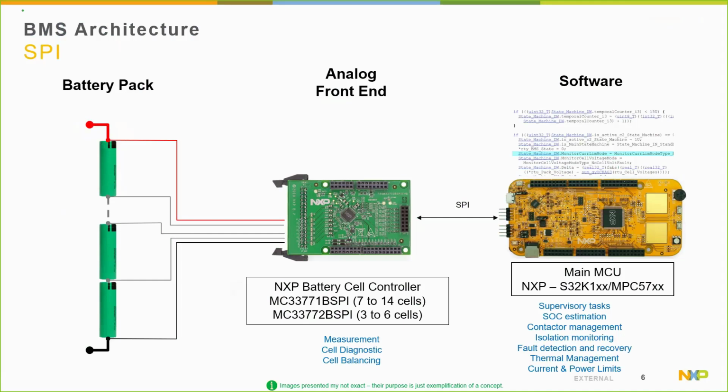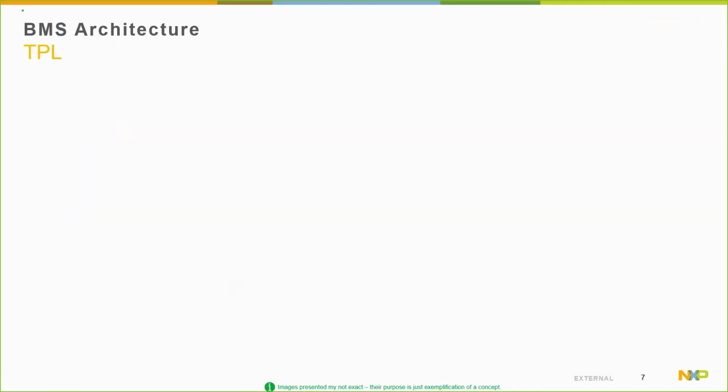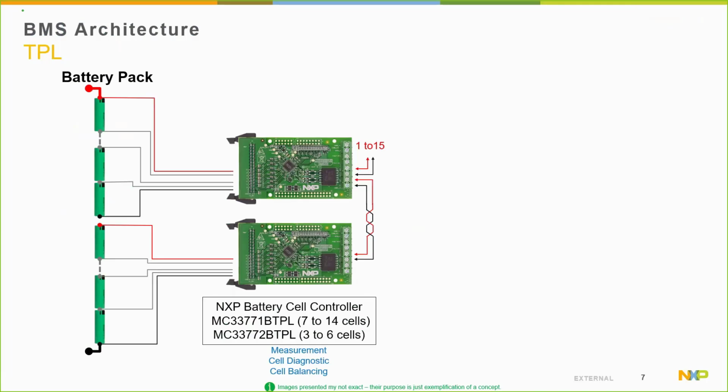Another key task of the battery management system is the cell balancing. The main MCU sends balancing commands to the cell controller via SPI. But what if the BMS algorithm needs to manage a cell pack consisting of more than 14 cells? When the pack consists of large number of cells in series, for example 96 cells, we have to divide the battery pack in smaller modules. For each module, we use an individual battery cell controller to monitor the cell's voltages and temperatures.